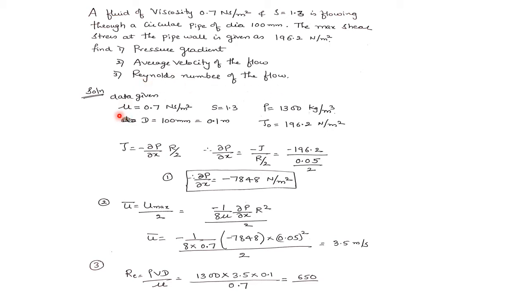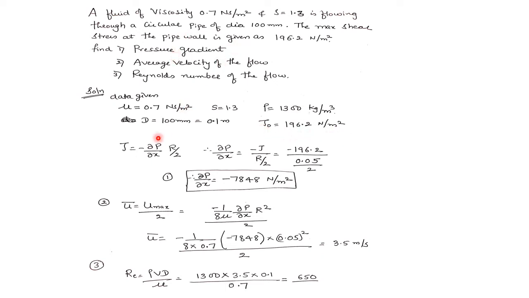So this is the data given. Viscosity he has given, and specific gravity he has given. He has not given density, so with that specific gravity we have calculated the density, 1300 kg per meter cube. Diameter he has given in mm, we have converted it to meter. The shear stress at the pipe wall, that is tau naught, is 196.2 Newton per meter square.